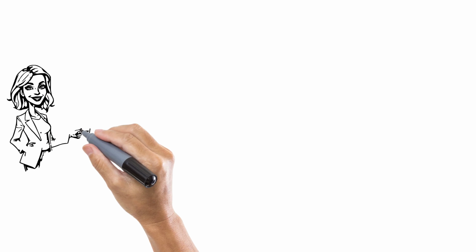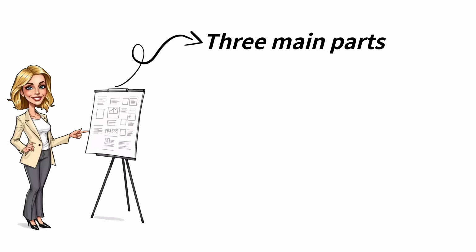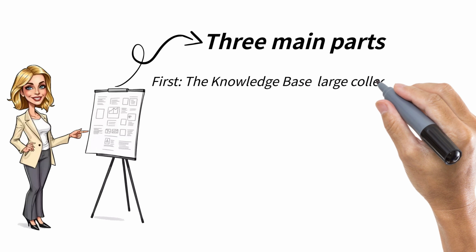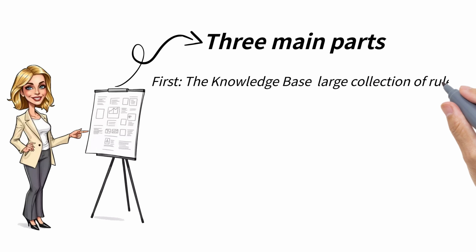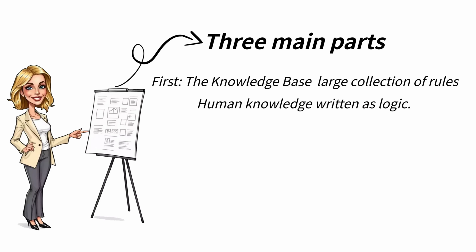At its heart, a rule-based expert system has three main parts. First, the knowledge base. This is just a large collection of rules. If temperature is bigger than 38 Celsius, it's possible fever. If fever and cough, it's possible infection. Just basically human knowledge written as logic.